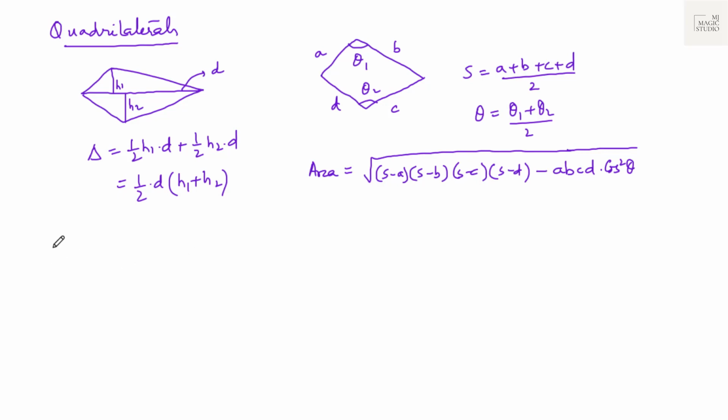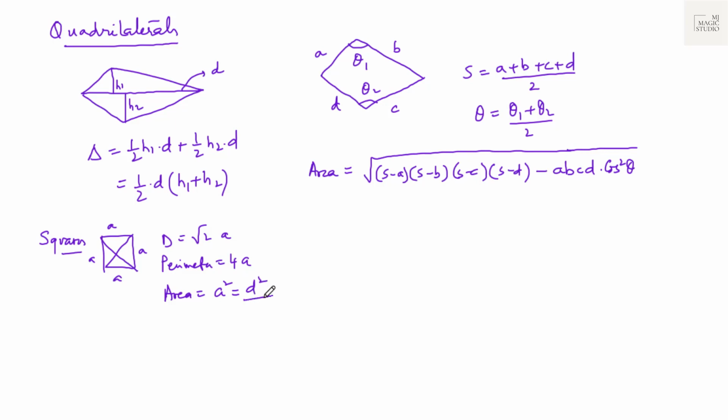Now we will start with our regular features. The regular features we have are squares, where all sides are equal and diagonals are equal. The diagonal is given by root 2a. The perimeter of a square is 4 times a. The area of a square is a square, which can also be written as d square by 2.